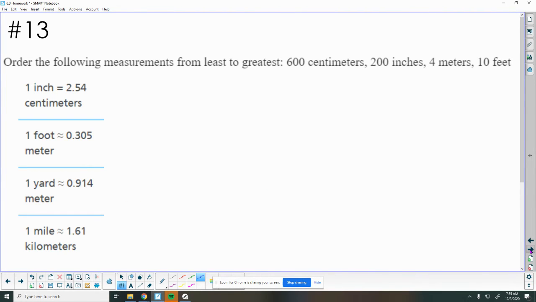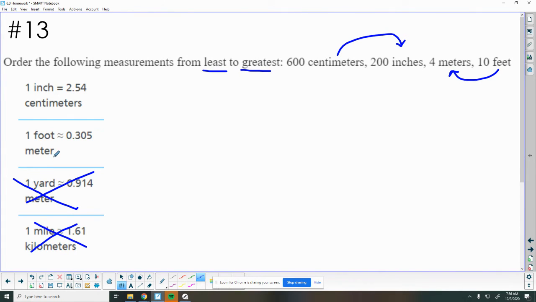Okay, number 13. We're going to order these from least to greatest. So we've got centimeters, inches, meters, and feet. Whew, that's a lot of things, but we can do this. So I am going to, let's see, we can turn inches into centimeters. So we could turn centimeters to inches. I can turn from our chart feet to meters. Okay. We don't have any yards, so we won't need that one. And we don't have any miles.